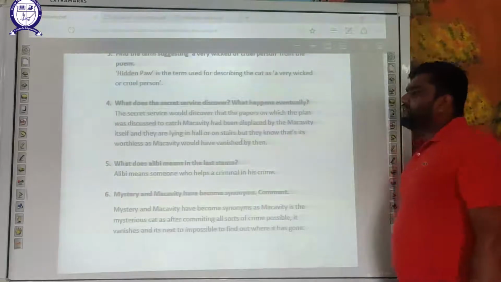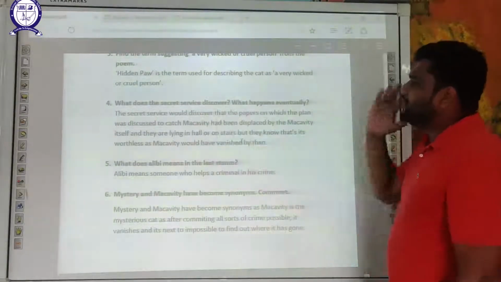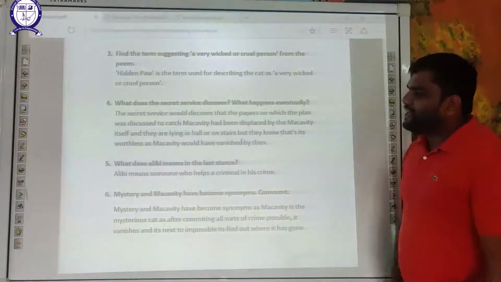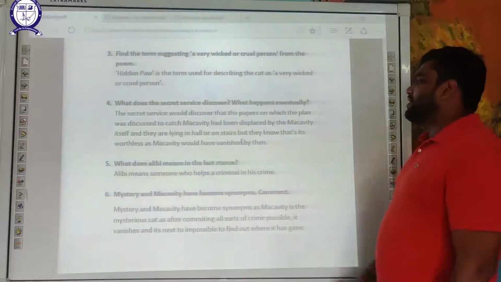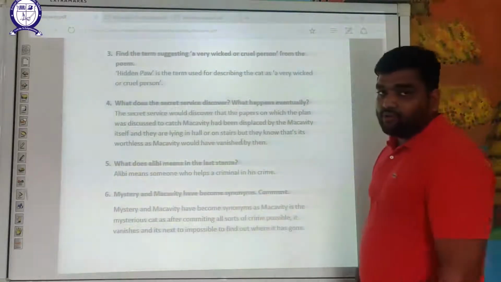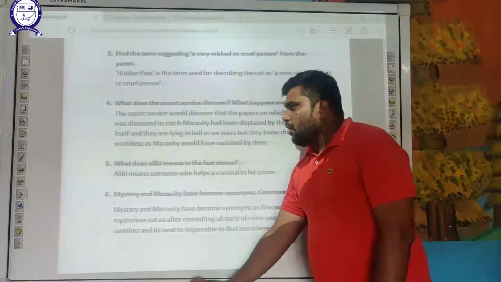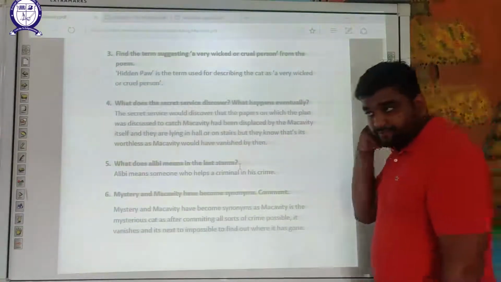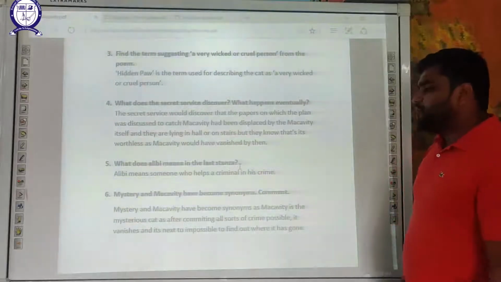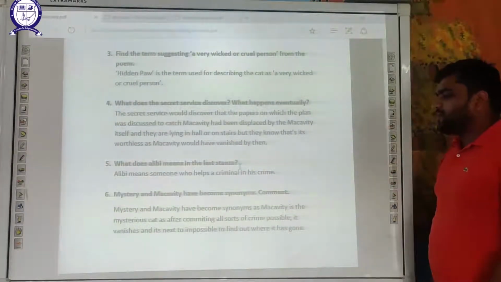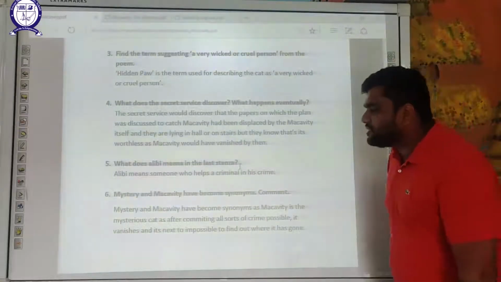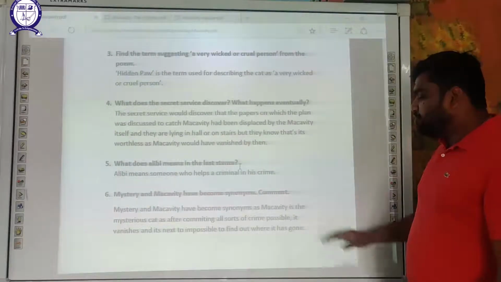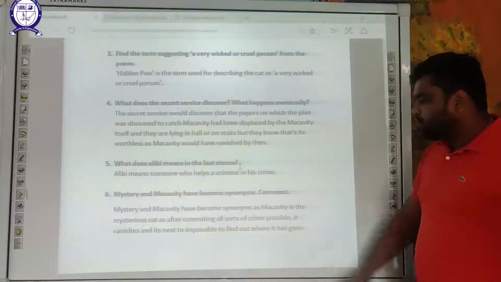What does the Secret Service discover? What happens eventually? The Secret Service would discover that the papers on which the plan was discussed to catch Macavity have been displaced by Macavity itself, and they are lying in the hall or on the stairs, but they know that it's worthless as Macavity would have vanished away by then. What does alibi mean in the last stanza? Alibi means someone who helps a criminal in his crime. Mystery and Macavity have become synonyms. Comment. Mystery and Macavity have become synonyms, as Macavity is the mysterious cat, as after committing all sorts of crime possible, it vanishes and it's next to impossible to find out where it has gone.